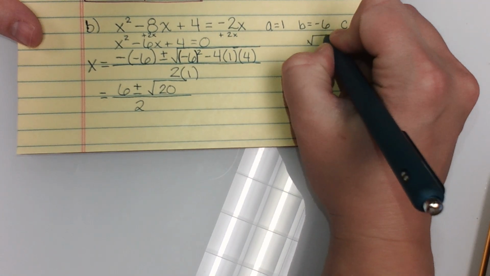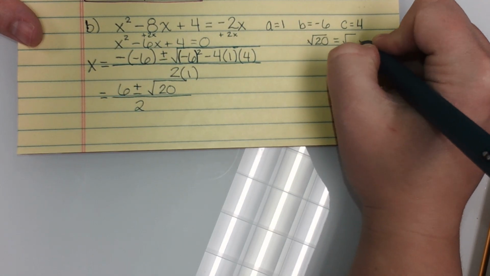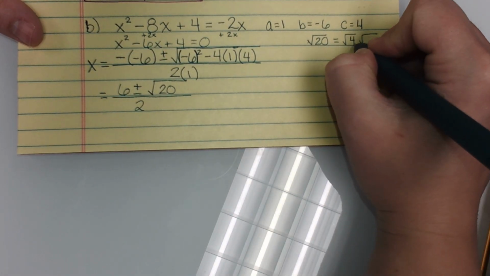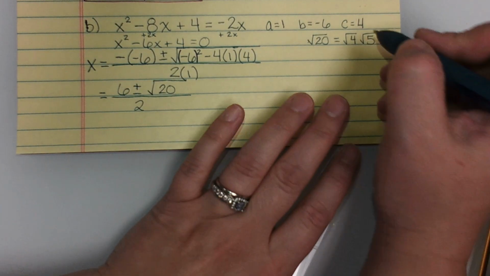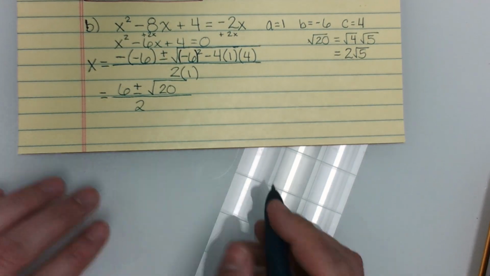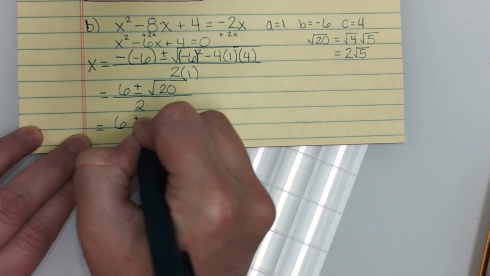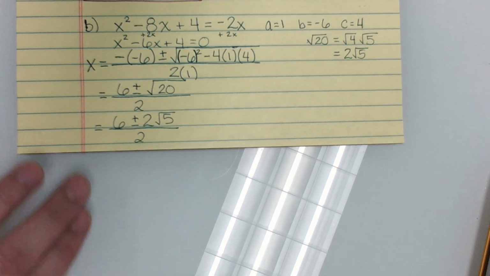I tend to do this part off to the side. Square root of 20 is square root of what times square root of what? Square root of 4 times square root of 5. Which of those was the perfect square? 4. Becomes 2. 2 square roots of 5. Okay, so now I've got 6 plus or minus 2 square roots of 5 all over 2.